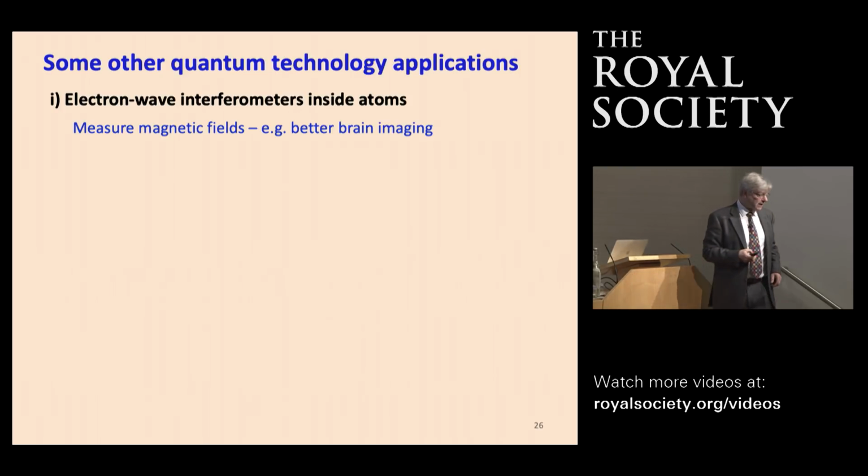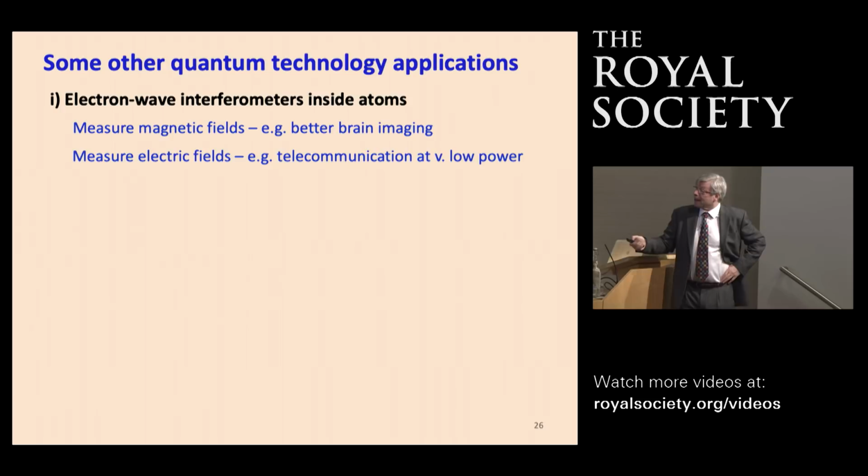Why are we interested in magnetic fields? Well, one nice example is in your brain, while you're thinking, while you're trying to work out what I'm telling you, electricity is flowing in your brain, and that makes a magnetic field around the outside of your head. And you can measure that. So psychologists and medics can measure that and can learn something about how the brain works. And quantum interferometers are a very good way of doing those measurements.